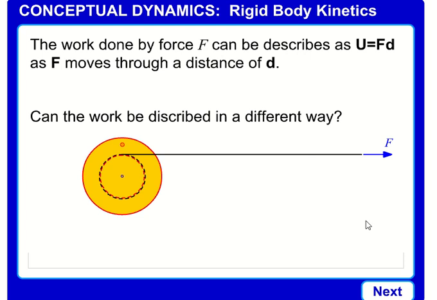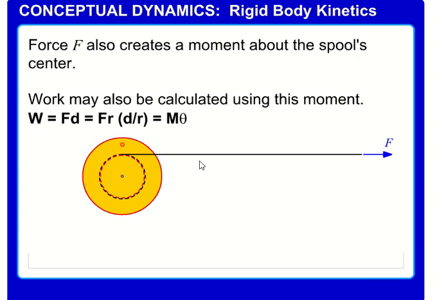So can the work be described in a different way? Let's take a look at it. Force also creates a moment about the spool's center right there. So work may also be calculated using that moment. So we're going to use it. Your distance is d divided by r, and then of course your F r, and this is going to give you the moment of that theta.